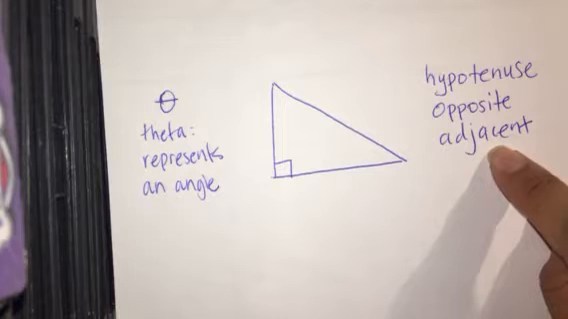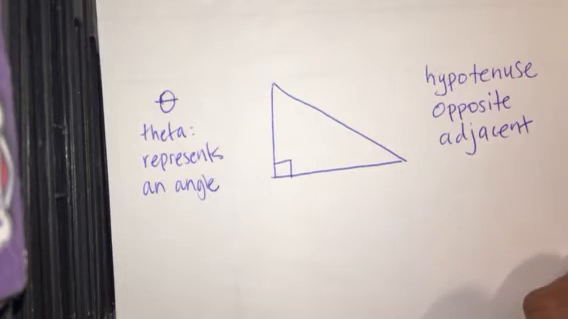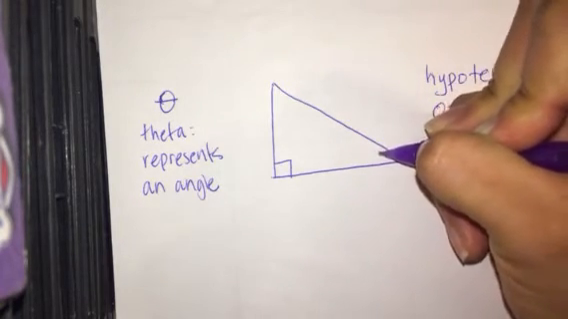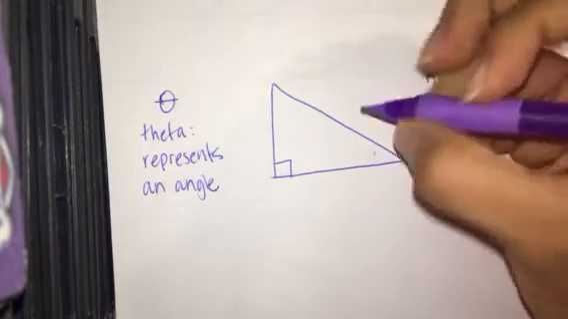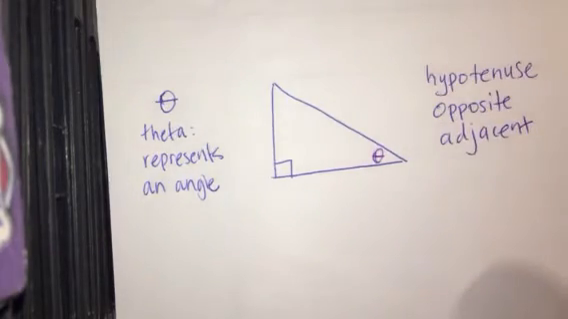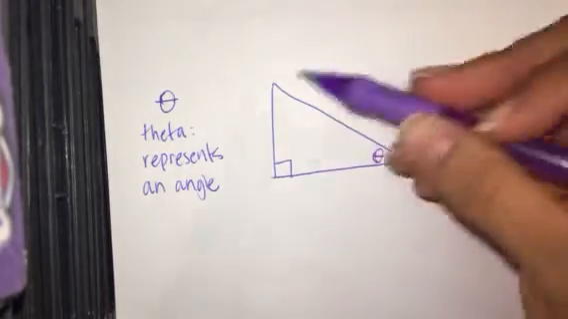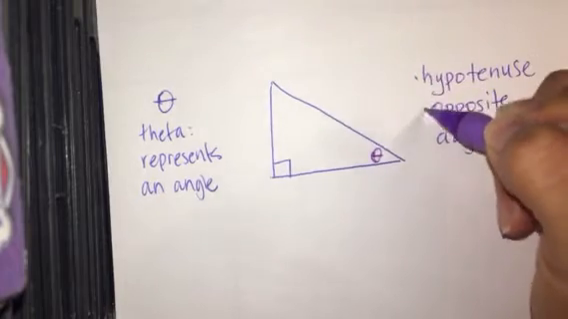Now, if you know what adjacent means, you probably remember this from Geo, but adjacent is anything that is next to something. So I'll show you in a second what that means. Say for example, the angle that I'm referring to is this one right here. So I'm going to say that's theta. Okay. Now I'm going to label this triangle with these three words.